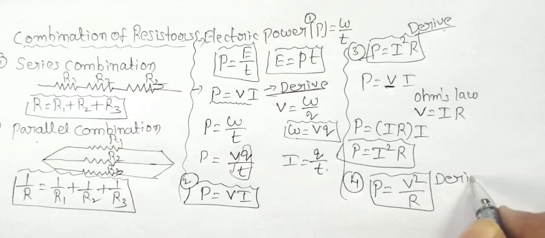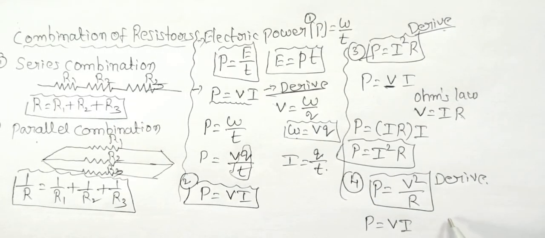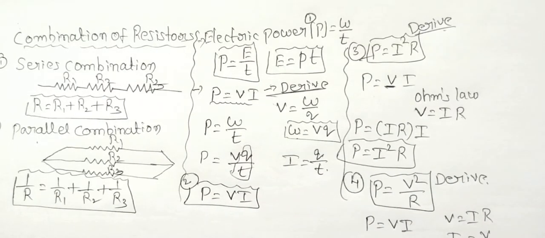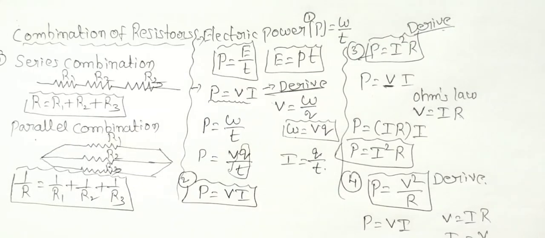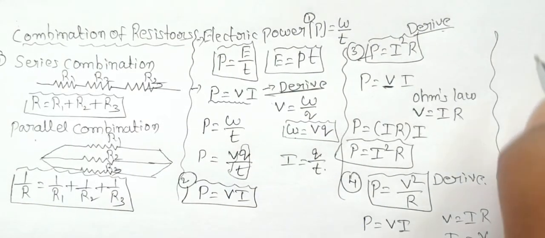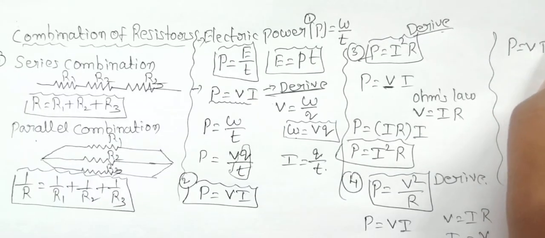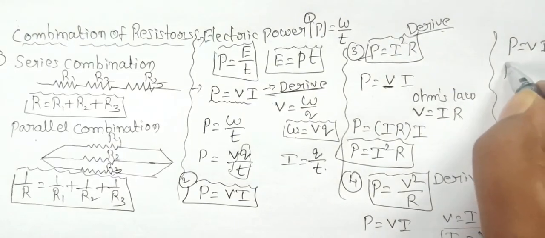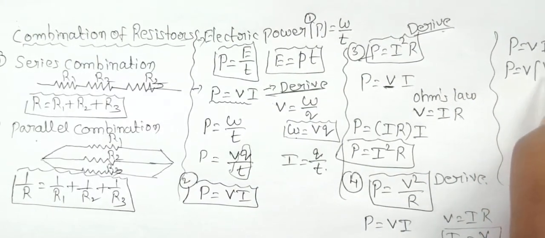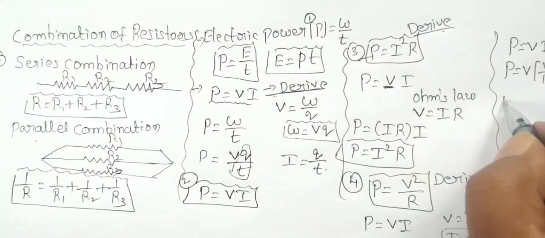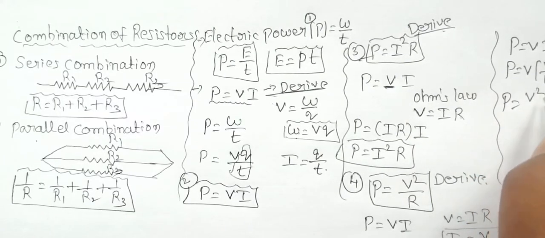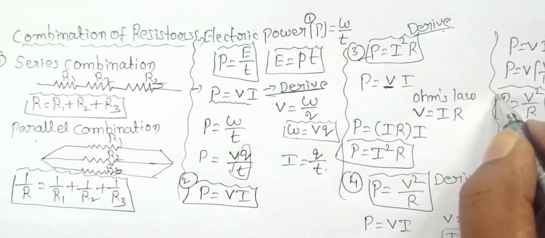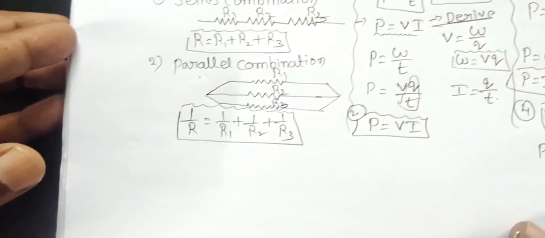How can we derive this one? Again we are taking power is equal to VI. We know from Ohm's law V is equal to IR, then I is equal to V by R. Now take P is equal to VI. In the place of I, we are writing V by R. Then power P is equal to V into V by R, that is V square by R. This is the fourth formula.